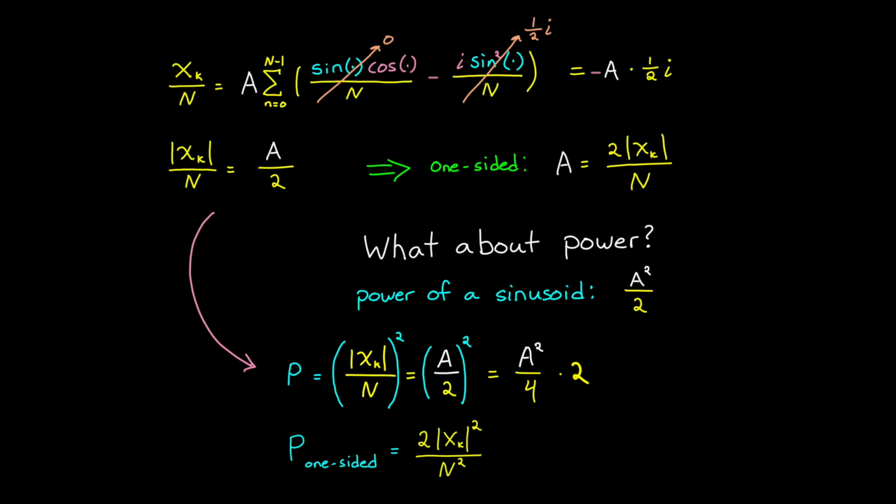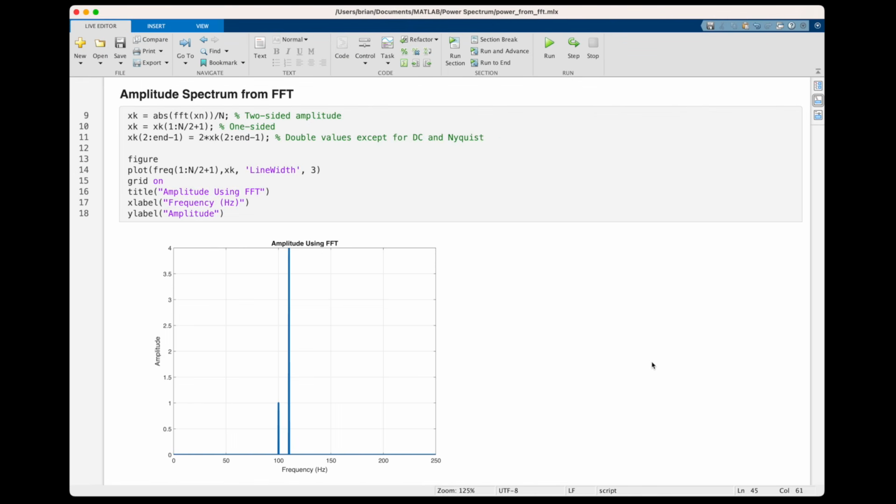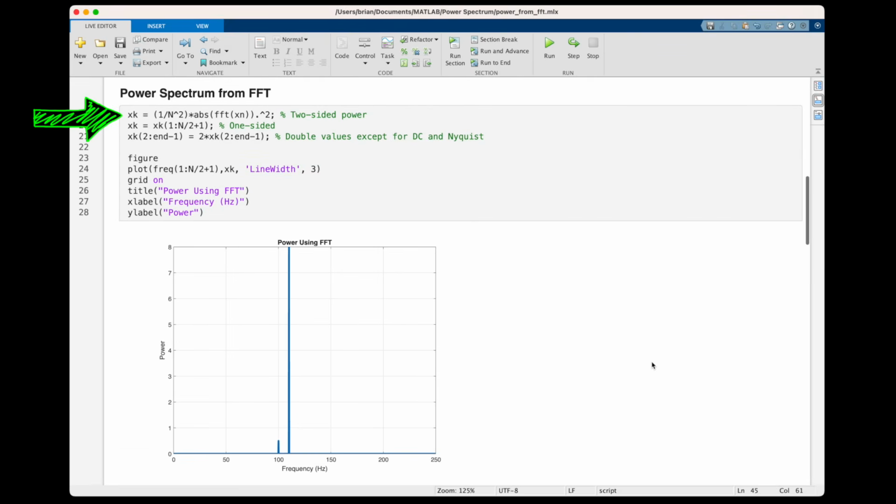So let's go back over to MATLAB and see how we can implement this. This, by the way, is the same script as before, so we're working with the same two sine wave signal. And I'm just going to scroll down past amplitude and get to the power section. So here, I'm taking the absolute value of the FFT, then squaring it, and dividing by N squared. And then to get a one-sided power spectrum, we ignore the negative frequencies and double the positive frequencies, again except for DC and Nyquist. Now, the plot looks like this, with powers of 1/2 and 8, which correspond to the amplitudes 1 and 4, respectively. So it all works out nicely.